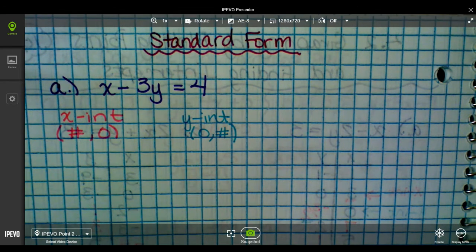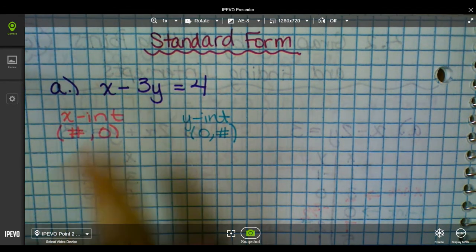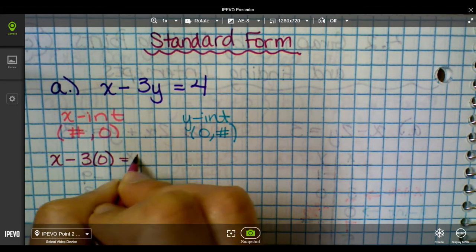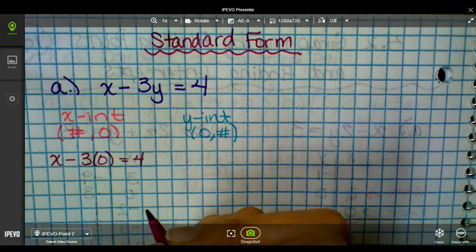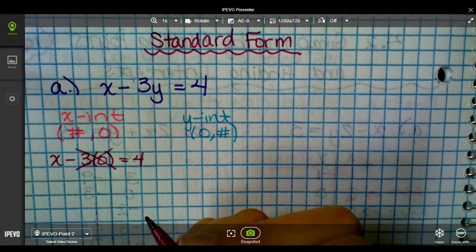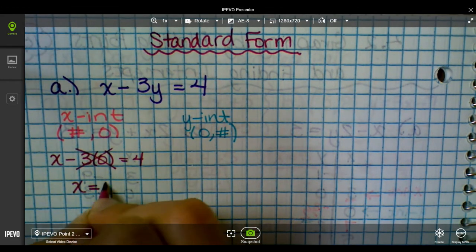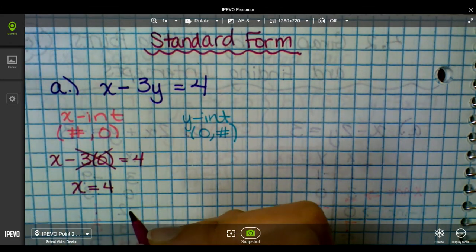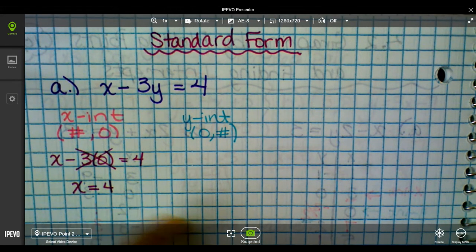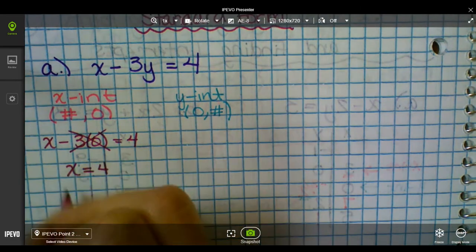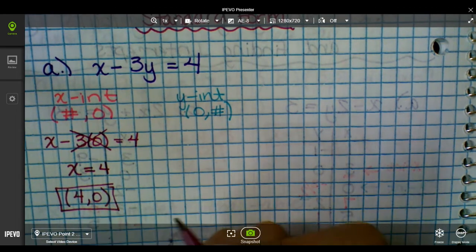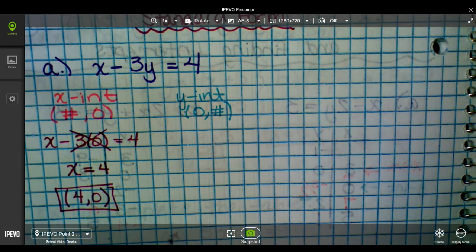If I have to plug in 0 for y over here, what that is going to look like is x minus 3 times 0 equals 4. Now, what happens when I plug in 0 for an x or a y? This term just completely disappears. That's a little bit of a shortcut if you want to think about it that way. And remember, x equals 4 is not your x-intercept. That's actually an equation, so I don't want that. I want you to write it as the actual x-intercept. So my x-intercept is going to be (4, 0) in this case.